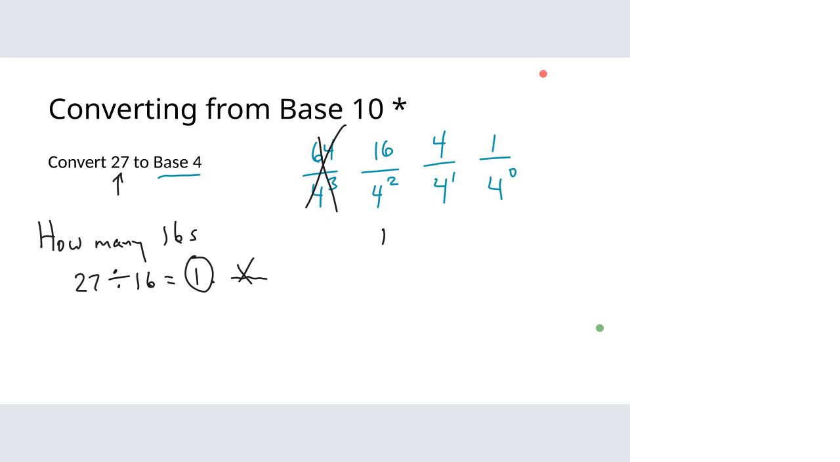All right. And then what I've done so far is I started with 27. I've accounted for 16 of that number so I can subtract it. And that leaves me with 11. Now I have 11 I have to take care of, I need to account for. And I'm over in my 4's column now. And so the question is, how many 4's?